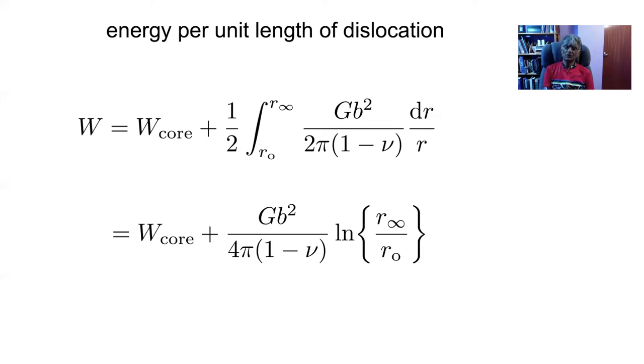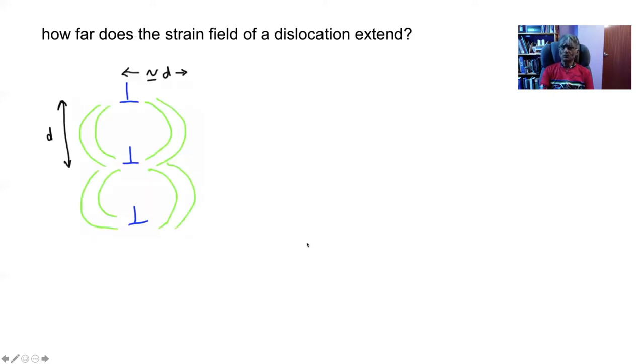Okay, so we need to take some guesses for these values. Well, we can set the core radius to approximately the Burgers vector. And this is a bit more sophisticated. Now, we are not interested in an isolated dislocation, but in a dislocation which is present in an array of dislocations in the interface. And of course, the strain fields of these dislocations will interfere.